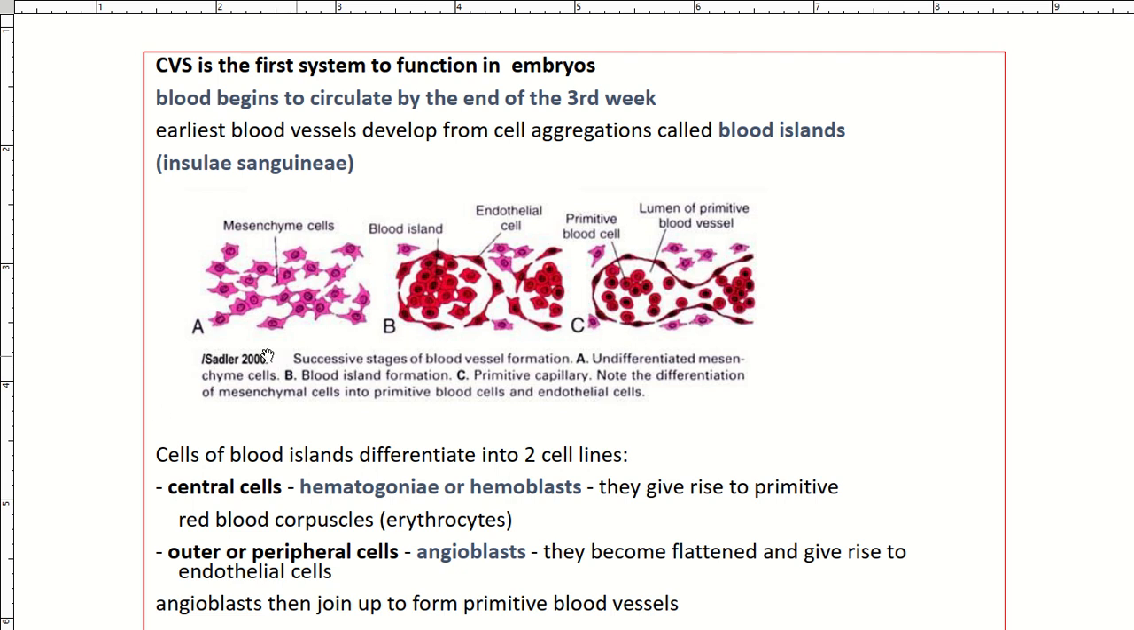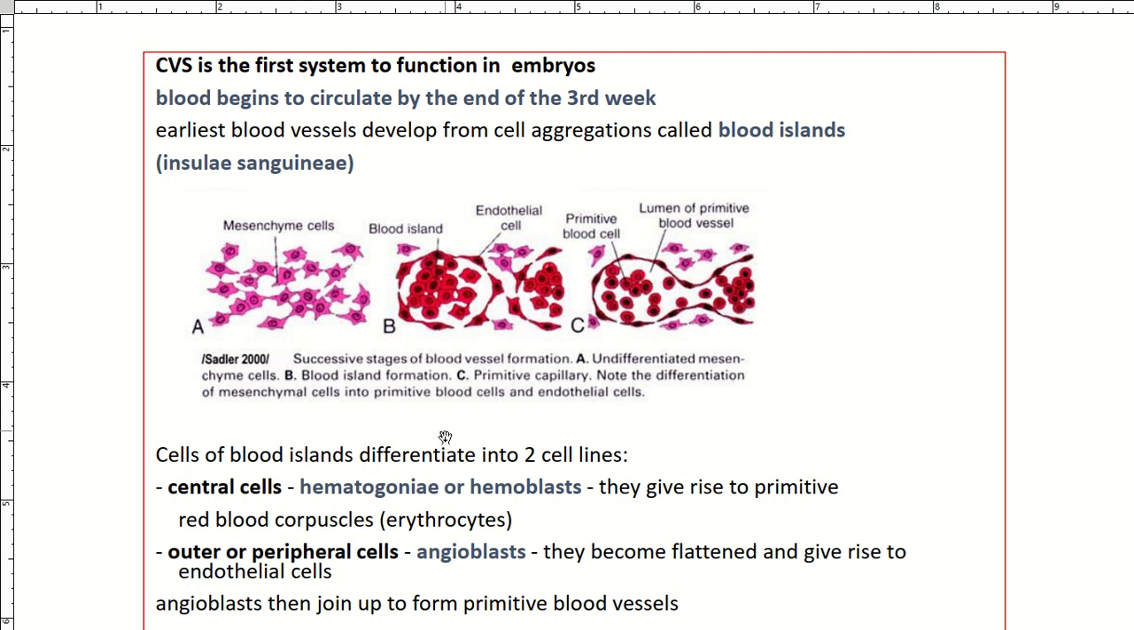So you can currently see, remember, from the third week we have gastrulation, where we have the ectoderm, mesoderm, and endoderm. Cells in the mesoderm will differentiate themselves to form mesenchymal cells. These mesenchymal cells are going to form blood islands. You can see blood islands, right? This will become blood vessels.